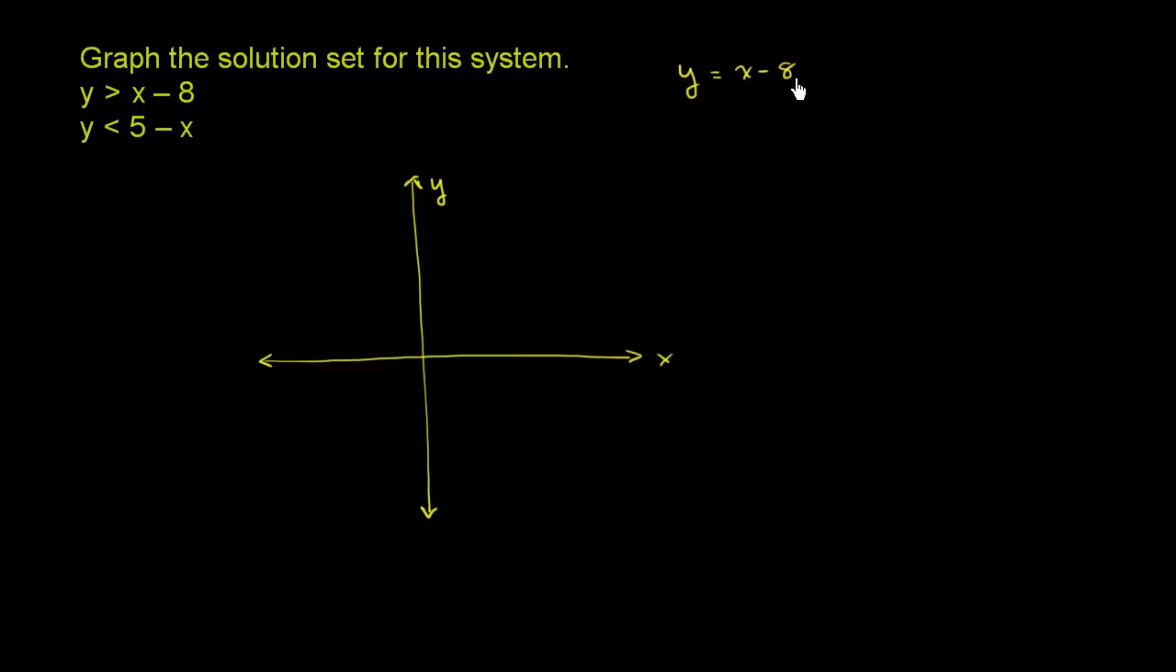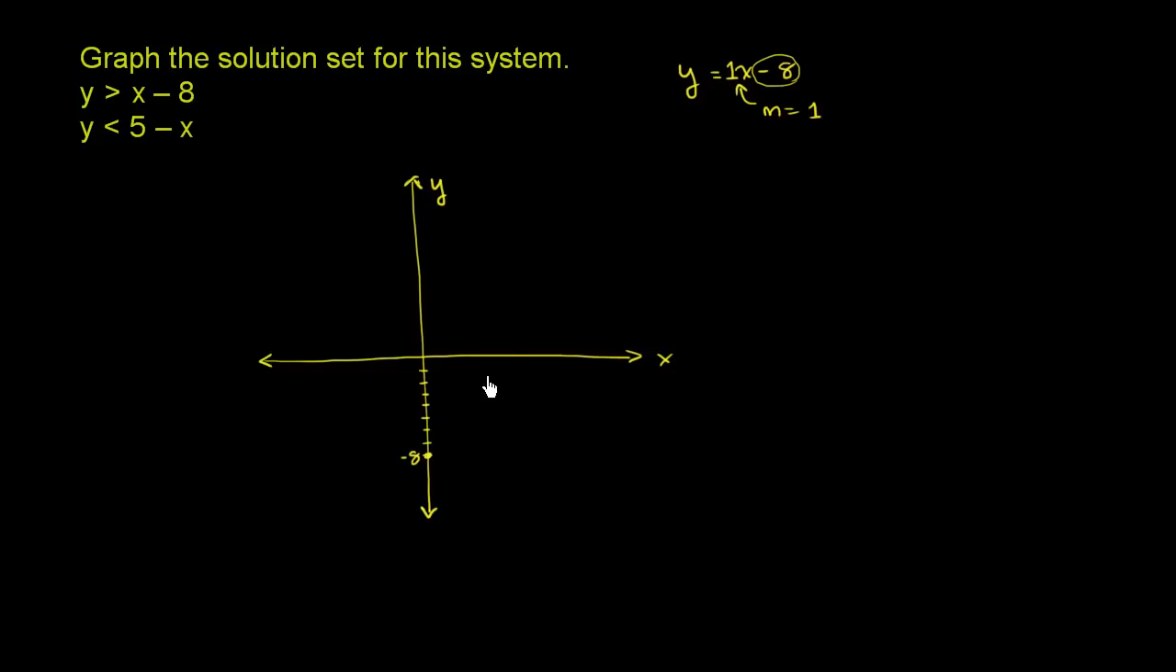So the y-intercept here is negative 8. When x is 0, y is going to be negative 8. So we just go negative 1, negative 2, 3, 4, 5, 6, 7, 8. So that is negative 8. So the point 0, negative 8 is on the line. And then it has a slope of 1. You don't see it right there, but I could write it as 1x. So the slope here is going to be 1.